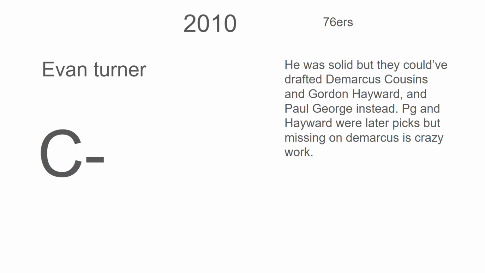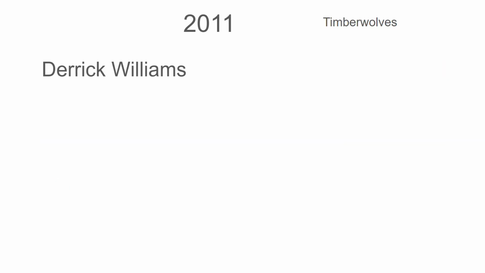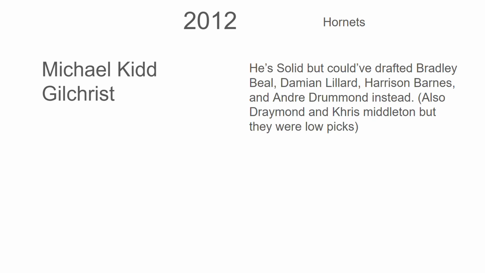In 2010, the Sixers again make another terrible decision. They drafted Evan Turner. It's a C+. He was really good. He averaged 17 points at one point in his 3rd season, but that was on a terrible 76ers squad, and he was kind of stat padding, to be honest. They could have drafted DeMarcus Cousins, Gordon Hayward, or Paul George instead, but Gordon Hayward and Paul George were much lower picks, but DeMarcus Cousins was like the 4th overall or 5th overall pick. They should have drafted him instead. Kind of ridiculous, because the Sixers didn't have a center at the time, I'm pretty sure, so I don't know, that's just stupid again. 2011, Derrick Williams, Timberwolves, that's a D, he was okay.